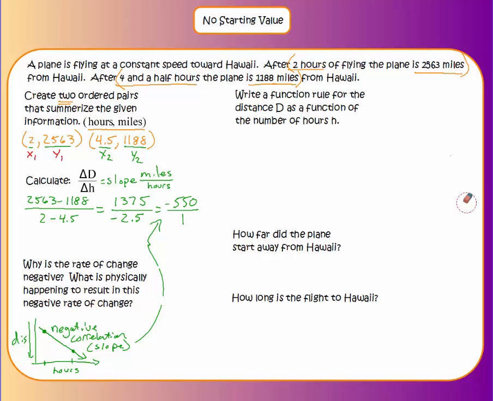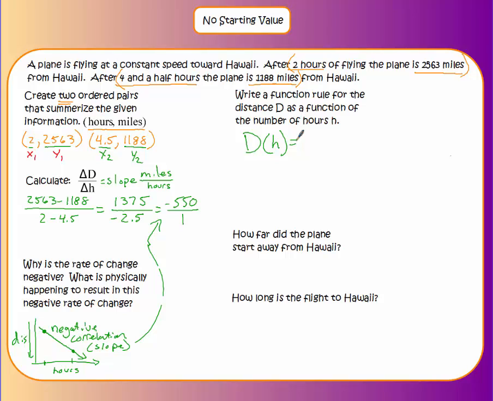All right, so let's write a function rule for the distance d as a function of the number of hours h. All right, we're going to write a function rule now, right? So what does that mean? The distance is going to be our output, and the hours are going to be the input, okay? D as a function of h. So we could write it in our new notation here, d of h, which means the h is going to be the variable on this right-hand side as we go along. Here's the thing, though. I think I might be missing some stuff to do this.